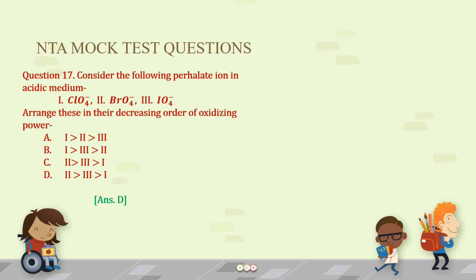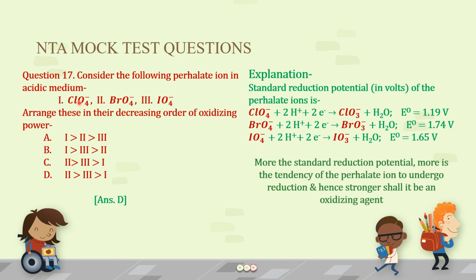So how do we come to know of this trend? Well, you come to know of this trend from the standard reduction potentials of these perhalate ions. So we see the values of these reduction potentials, and what you have to understand and remember here is that the more positive the value of the standard reduction potential, the more is the tendency of the perhalate ion to undergo reduction, and hence stronger will be its oxidizing power. So you can see from these values BrO4 negative has the highest value, so this will be the strongest oxidizing agent, then IO4 negative and then ClO4 negative.